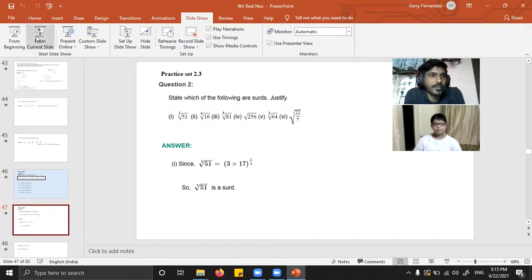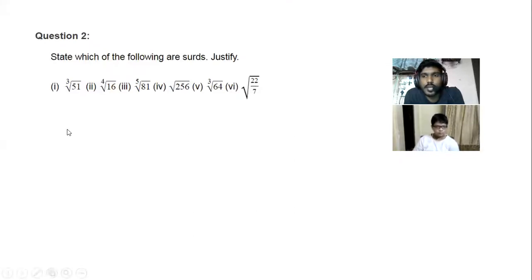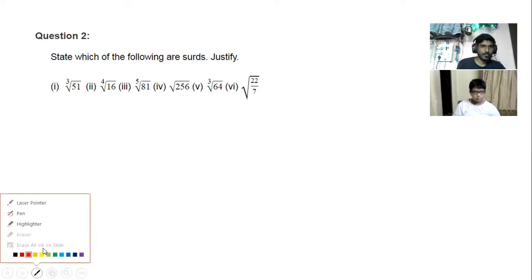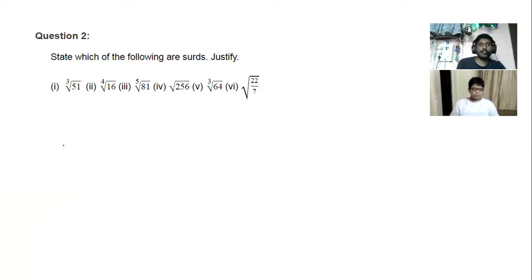Practice set 2.3, question number 2. We have to state which of the following are surds. We did plenty of sums and identified which is a surd and which is not. So I'll revise that first. If after solving these you get a rational number, will it be a surd or not? If you get a rational number, it will not be a surd. If you do not get a rational number, then it will be a surd.